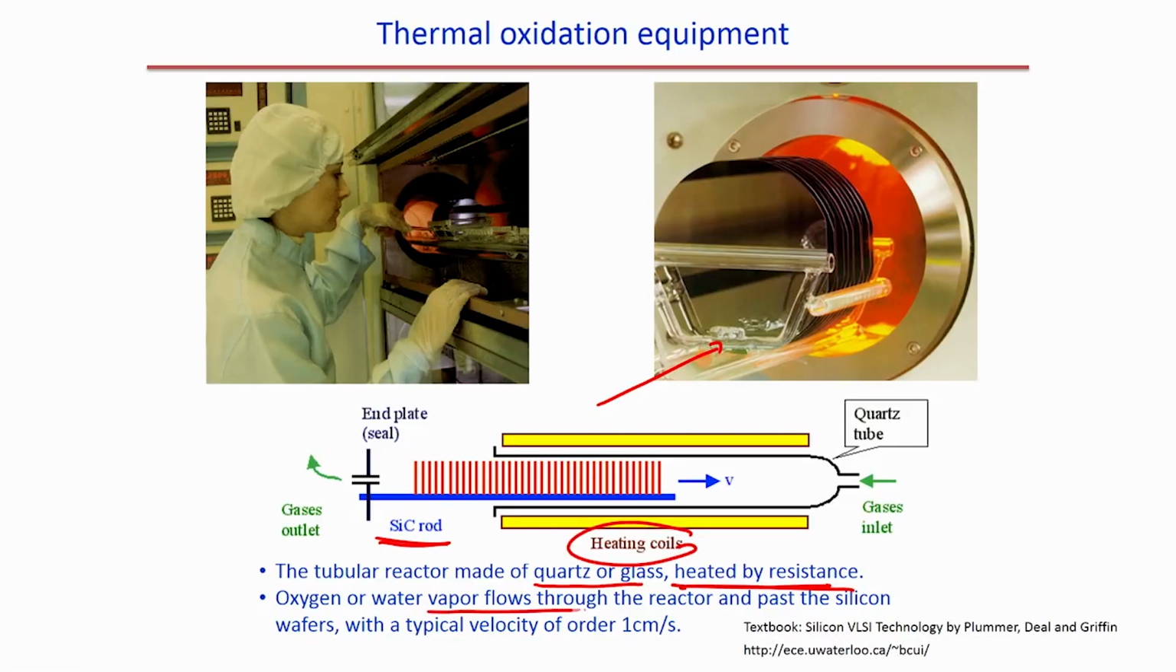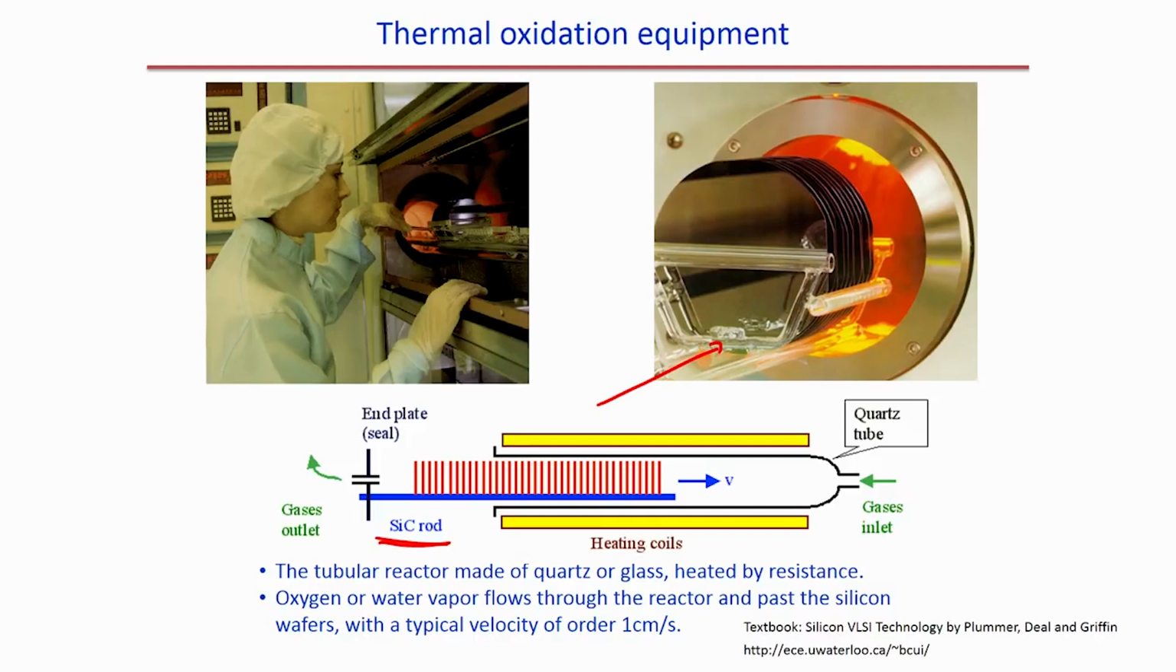Oxygen or water vapor flows through the reactor and passes the silicon wafers with a typical velocity of 1 centimeter per second. This is the velocity of the water vapor that we can pass through the silicon wafers loaded inside the horizontal tube furnace. So, now this is how we can grow the thermal oxide.